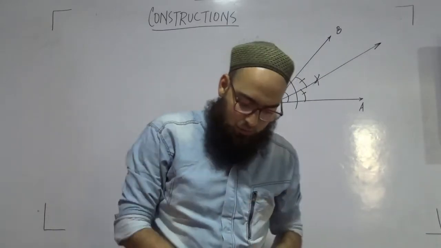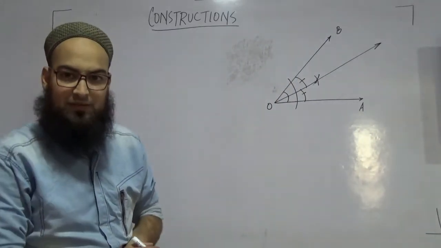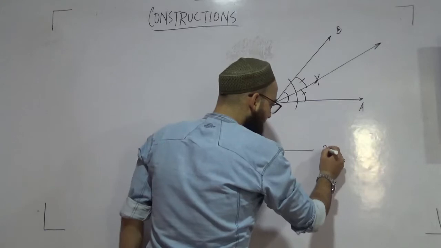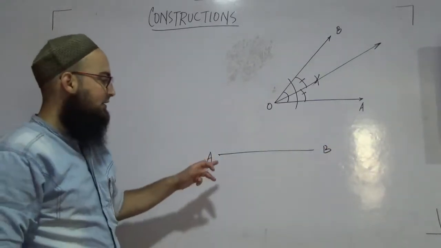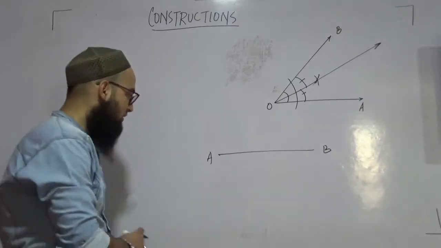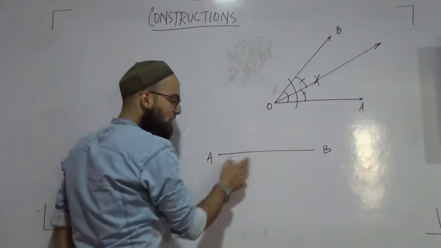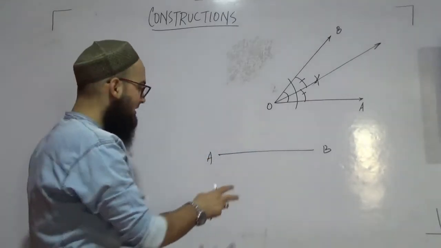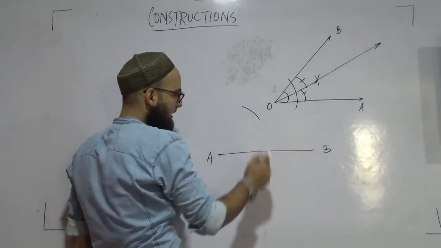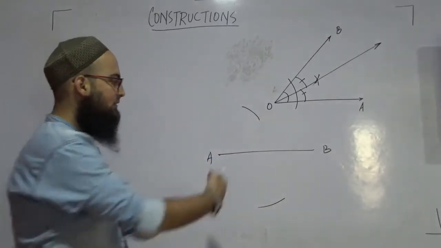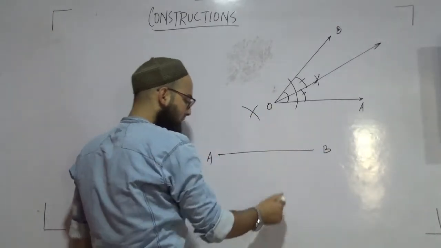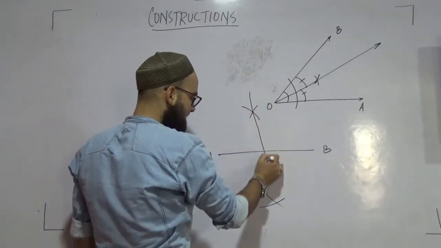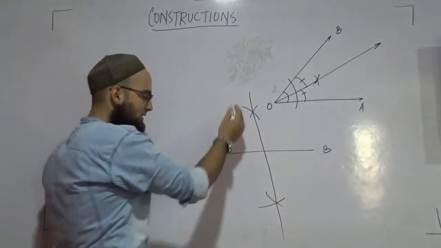Then we have construction 11.2, to construct the perpendicular bisector of a given line segment. If you have a line segment like this, for example AB, now you are required to draw the perpendicular bisector of this AB. What you're going to do, with A as center and radius more than half of AB, draw an arc here and here. Then with B as center, draw another arc intersecting the previous arc at two points. Then join this point and this point.